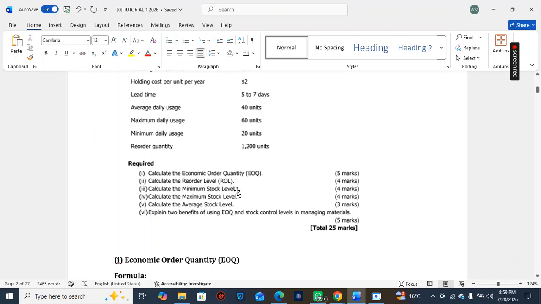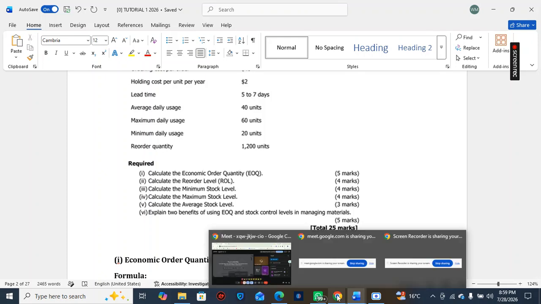Calculate the maximum stock level. Colleagues, what is the maximum stock level? Because remember, for each of these, we have to define what they are. So, what is the maximum stock level? What are we talking about when we say maximum stock level? Yes, Mr. Twambo, you are the one answering, so I think it is fair if I ask you to answer.